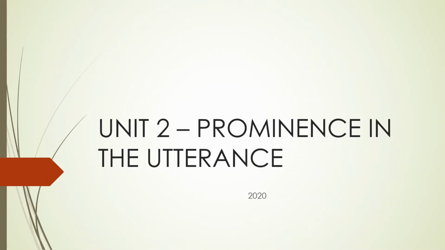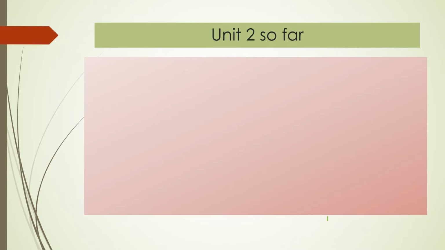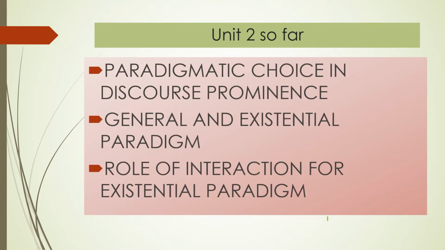This is part 3 of Unit 2, Prominence in the Utterance. So this is a very quick recap of what we have seen in part 2 in Unit 2. We have dealt with the paradigmatic choice in discourse prominence. In particular, we have concentrated on Brazil's system regarding prominence, which is their general and existential paradigm. And we have also tackled the role of the interaction in the existential paradigm when we want to assign prominence to particular words or phrases.